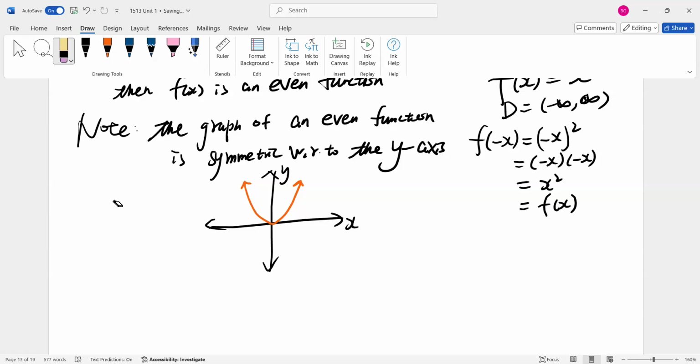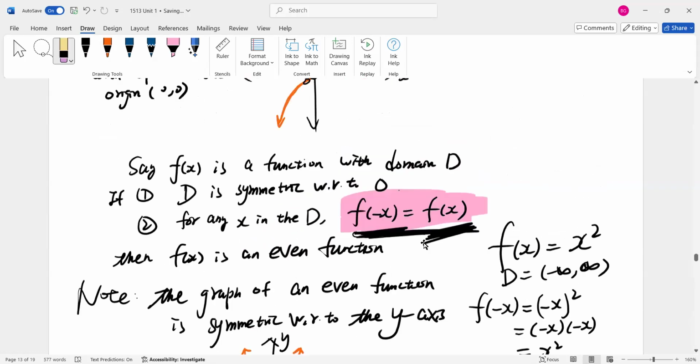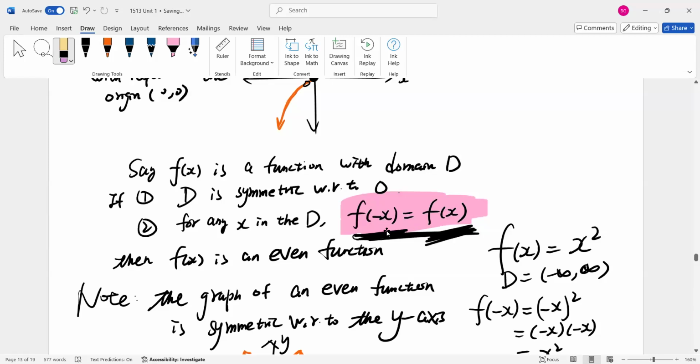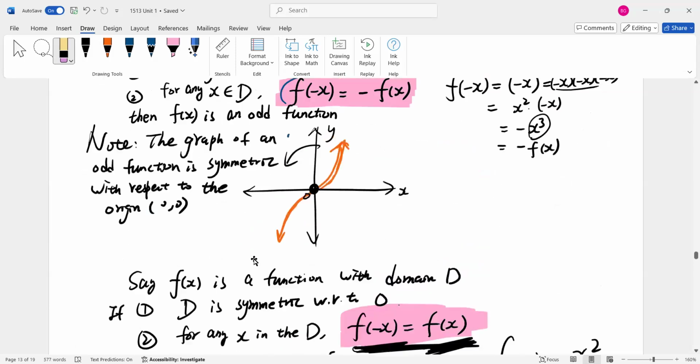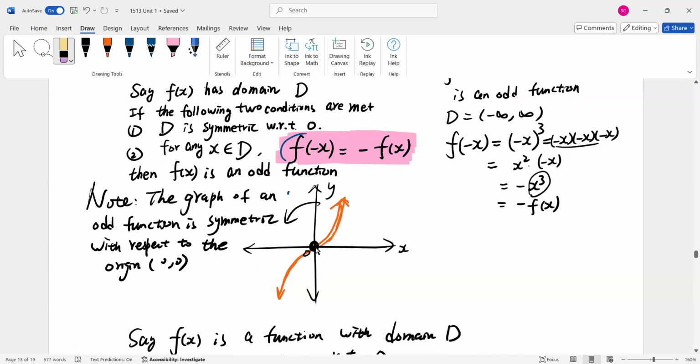So that's number one, domain of even function symmetric. Number two, if we take the opposite of the inputs, the corresponding outputs are the same. Outputs remain the same. So f of negative x equals f of x. Number three, geometric significance. The graph of any even function is symmetric with respect to y-axis. So I want you to know the three things for even function and the three things for odd function.